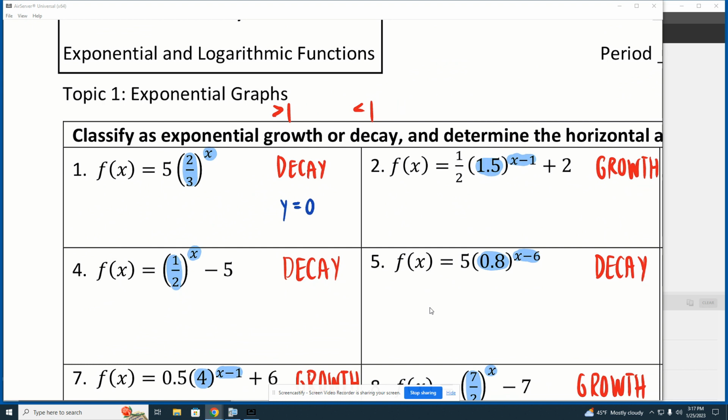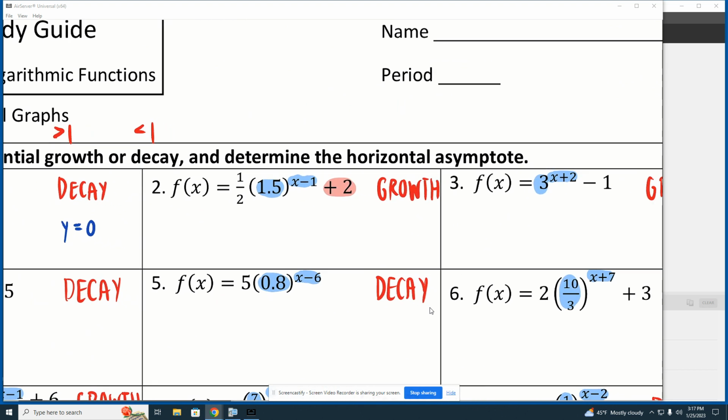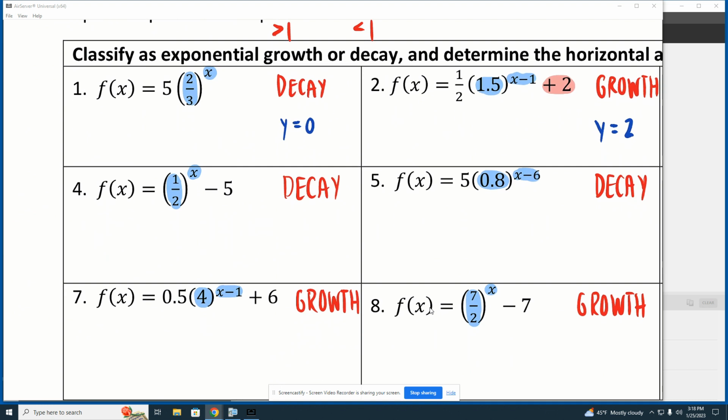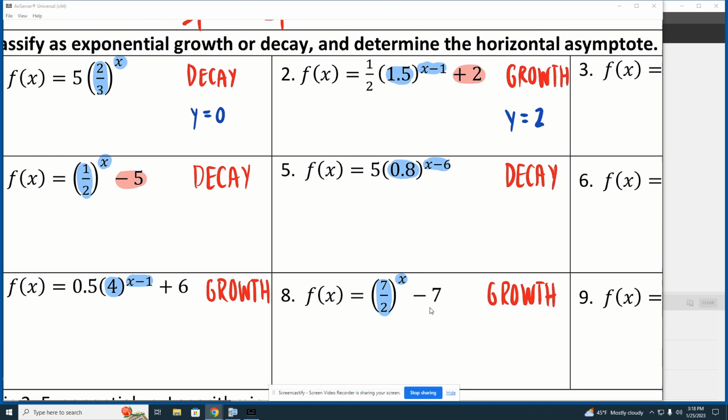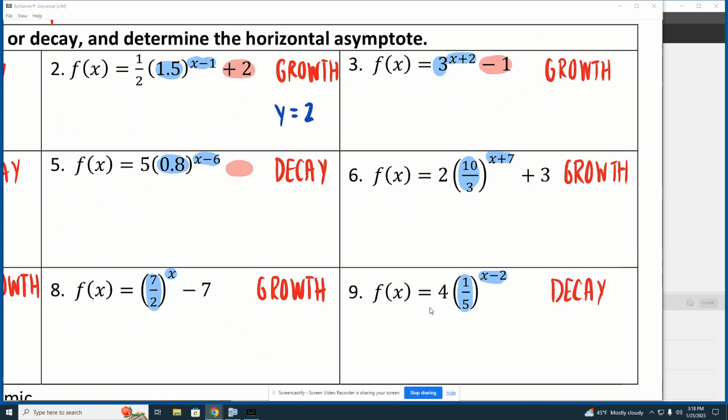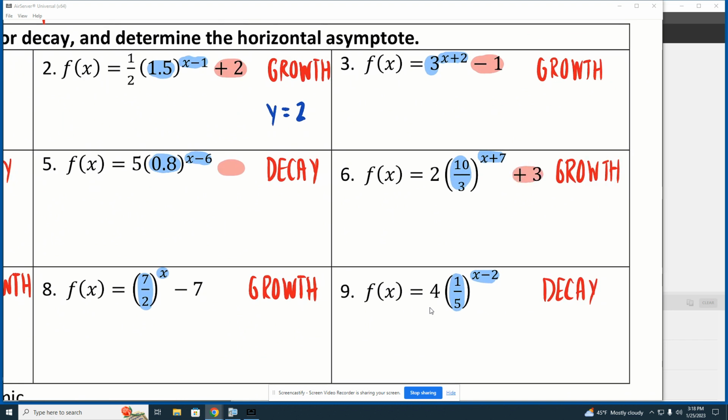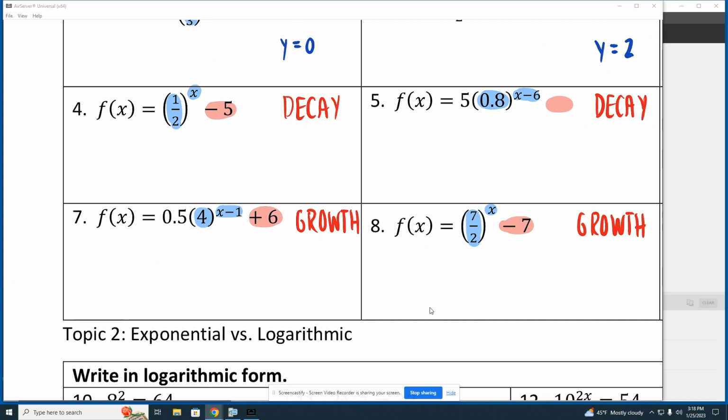But number 2, you notice that there is a change on the outside, that plus 2. So that tells you that your asymptote is shifting up 2. So your new asymptote will be at y equals 2. So look at all these. This one is on the outside at -1. This one's on the outside, -5. There's nothing on the outside here being added or subtracted. Here, +3 is on the outside. Here, nothing. Here, -7. And here, +6 on the outside.